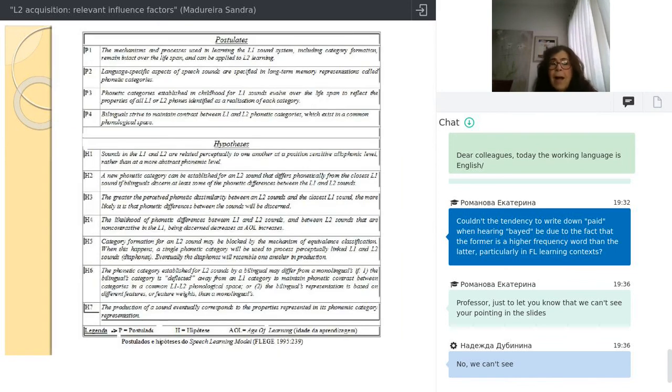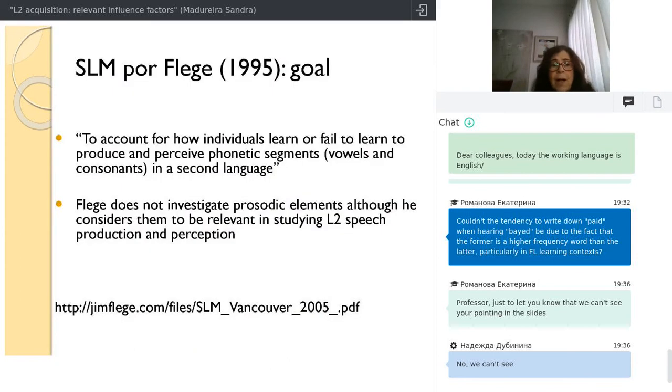Okay, so thinking about those research questions, he built this model that has 4 postulates and 7 hypotheses. And I'm going to consider some of them, right? Because I think they are very important in this characterization of the foreign accent. Okay, so let's see what we can highlight from these postulates and hypotheses.